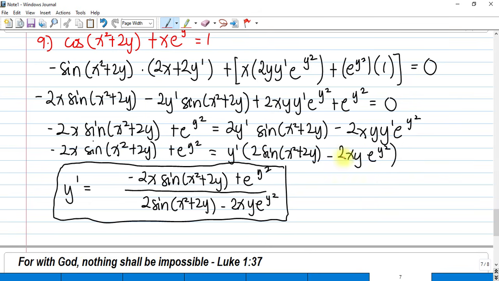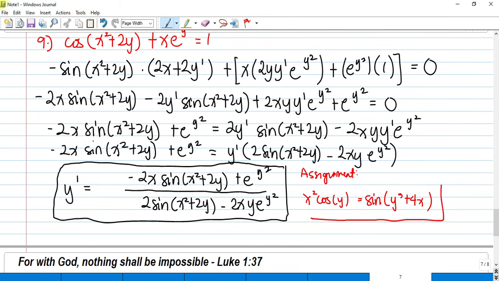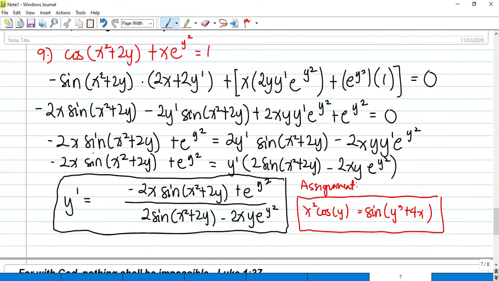And before this video ends, I would like to leave you a problem that you can work on. So your assignment, you try on your own. Solve this. We have x squared cosine of y is equal to sine of y cubed plus 4x. This is y cubed. Solve this using implicit differentiation.